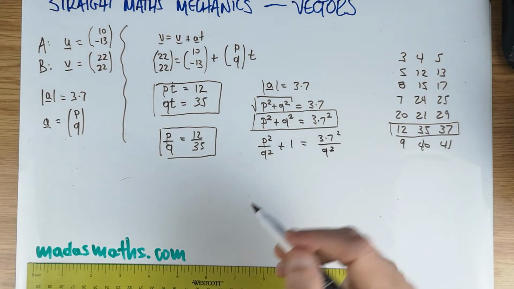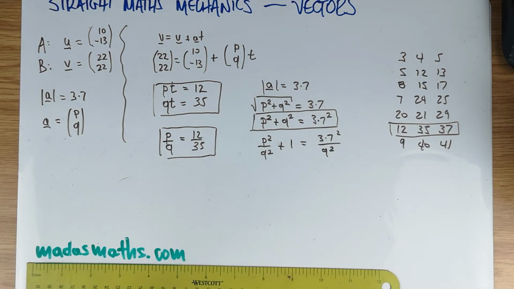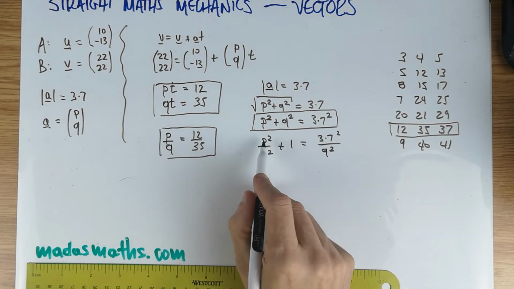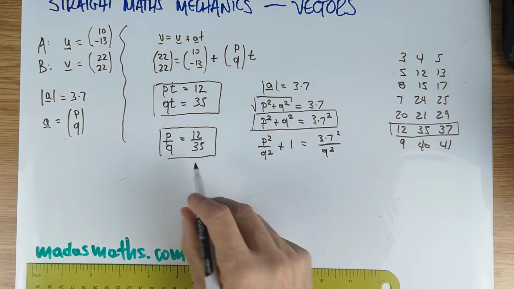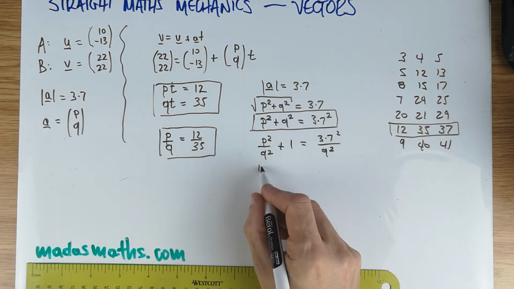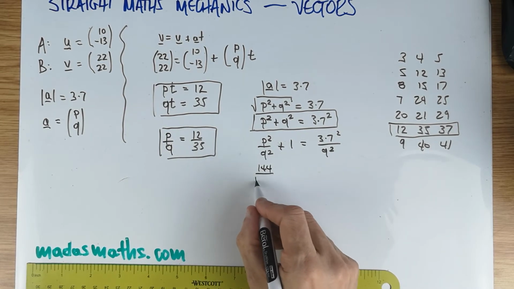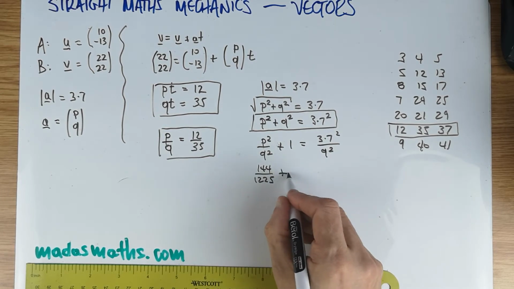I hope you can follow what I'm doing. This is, of course, not the only way you can do that. You can do whatever you want. I mean, you have so much variety. And if you look at this now, p over q all squared is going to be that squared. So it's 144. 35 squared is 1225 plus 1.